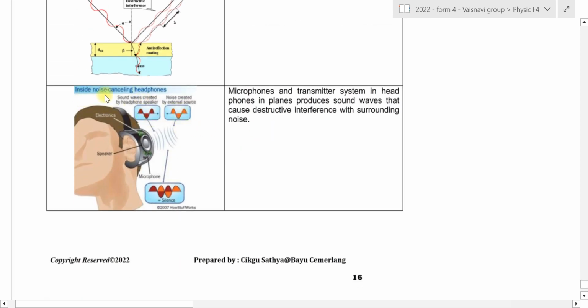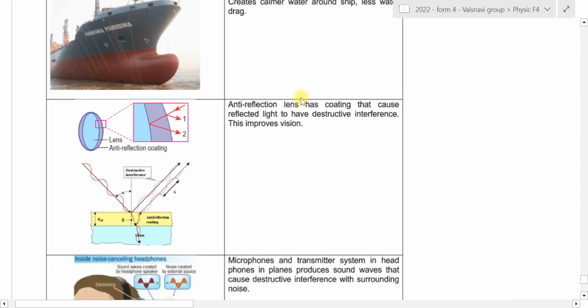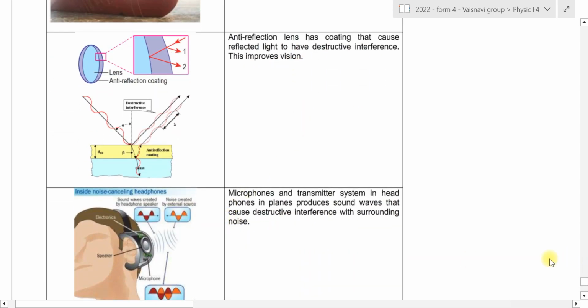Untuk noise cancelling headphone, kita ada noise cancelling headphone, microphone and transmitter system in the headphone in planes produce sound wave. Yang ni kita guna dalam dekat plane lah, pilot. Produce sound wave that cause destructive interference with the surrounding noise. Kita guna semua destruktif saja. Kita tak nak konstruktif dia berlaku. Kalau konstruktif nanti pekak dia. Jadi kita dijadikan soft sound. We cancel the noise. Okay.